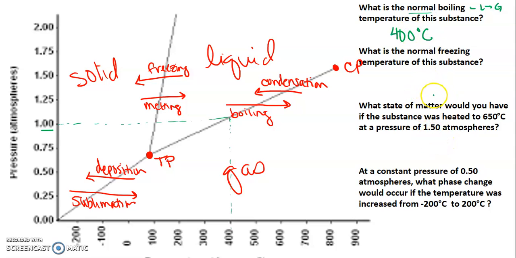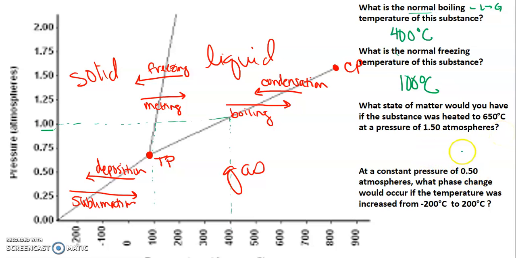What is the normal freezing temperature of this substance? So freezing, again, is between a solid and a liquid, or going from a liquid to a solid. So I would go, again, at 1 atmosphere because it's normal to that line. And then I would go down to the temperature, and it's about 100 degrees. So the normal freezing temperature of the substance is 100 degrees.